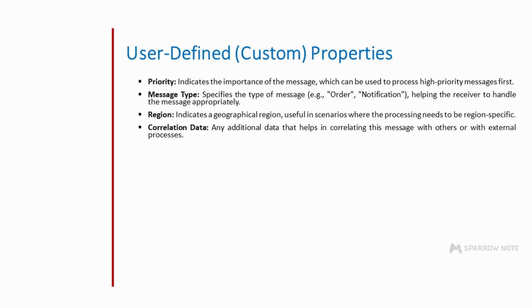We will look at some of the common custom properties. Priority indicates the importance of the message, which can be used to process high priority messages first. Message type specifies the type of the message, for example order notification. It helps the receiver handle the message appropriately. Region indicates a geographical region, useful in scenarios where the processing needs to be region specific. Correlation data is any additional data that helps in correlating this message with external processes.